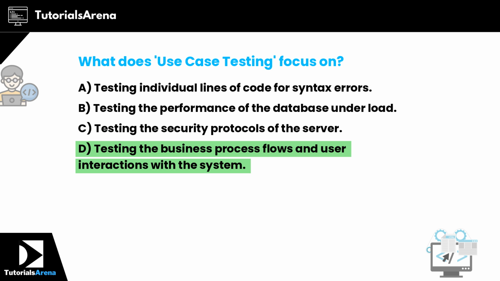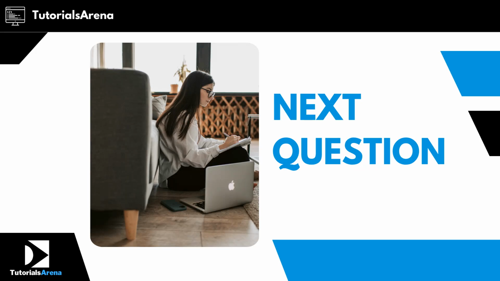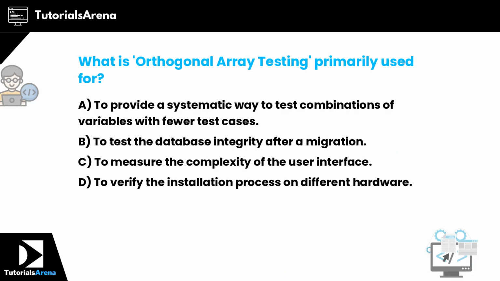The correct answer is option D, testing the business process flows and user interactions with the system. What is orthogonal array testing primarily used for? The correct answer is option A, to provide a systematic way to test combinations of variables with fewer test cases.